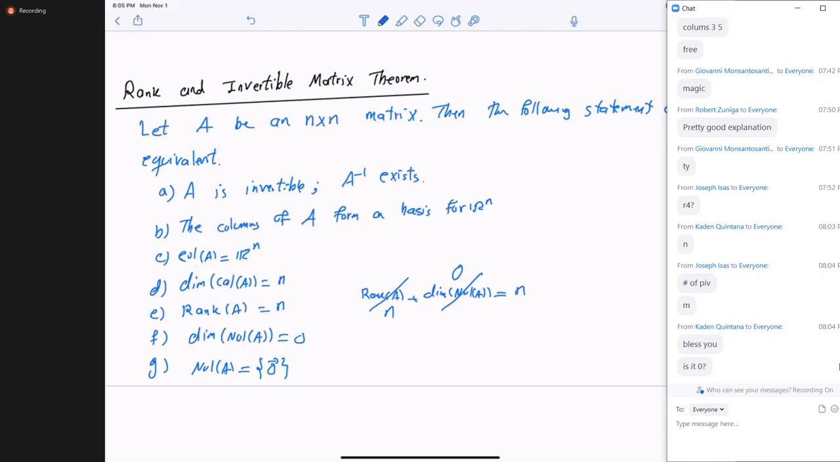To prove them, we can conclude B from A, C from B, D from C, D from A, and we can get part A from G. It's not going to be difficult. Actually, you may have some true-false questions on your homework using the invertible matrix theorem, right? Okay.